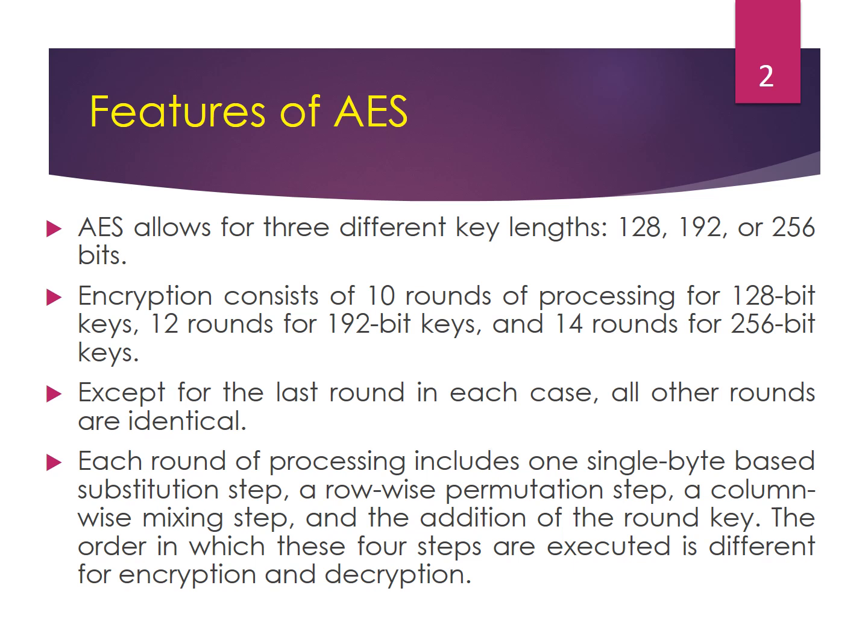Each round of processing includes one single byte based substitution step, a row wise permutation step, a column wise mixing step and the addition of the round key. The order in which those four steps are executed is different for encryption and decryption.